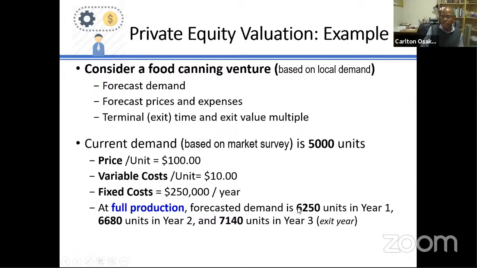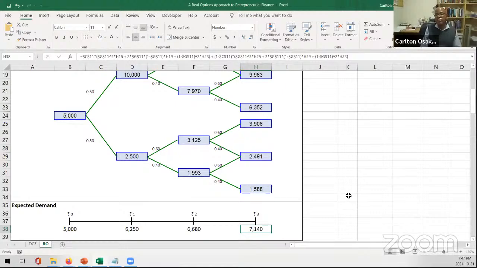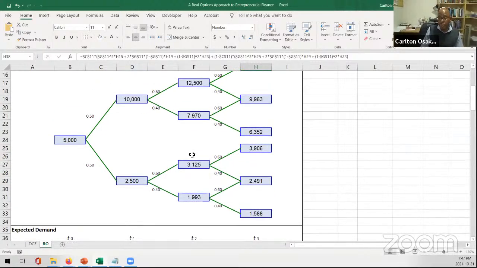Okay, the 6,250, 6,680, and so on, 7,140. It matches the demands coming from these different scenarios.